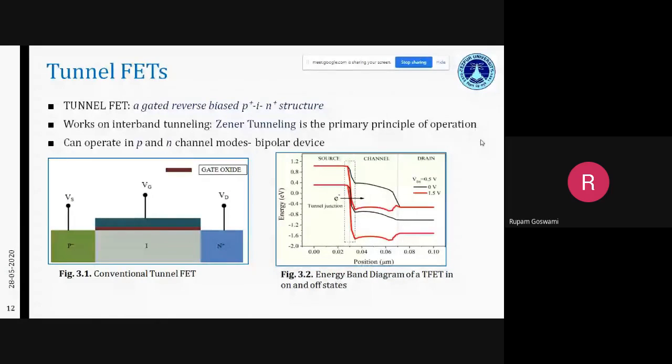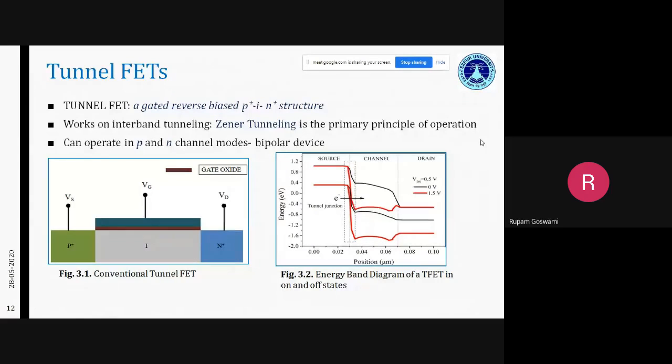So on the right-hand side in figure 3.2, you can see the energy band diagrams of TFET, which we had simulated on the Synopsys TCAD platform. And so you can see there are two energy bands. One is for 0 volt, which is considered to be the off state for the device, and the other is 1.5 volts. So these are gate voltages, and the drain voltage is kept fixed at 0.5 volt with respect to the source terminal.